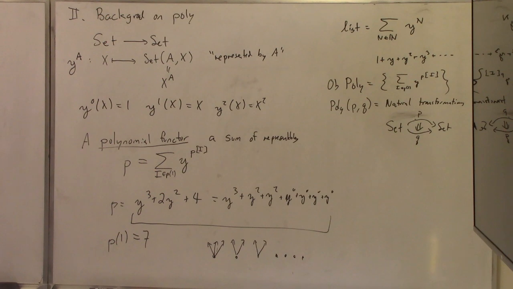P of P, I'm going to write it this way, is P composed P. Plug P into P. Well, what it would be is if I took 2y squared plus 2 applied to 2y squared plus 2. That means plug this thing in for y here. So you get 2 times (2y squared plus 2) squared plus 2. So I'm plugging this thing in for y.